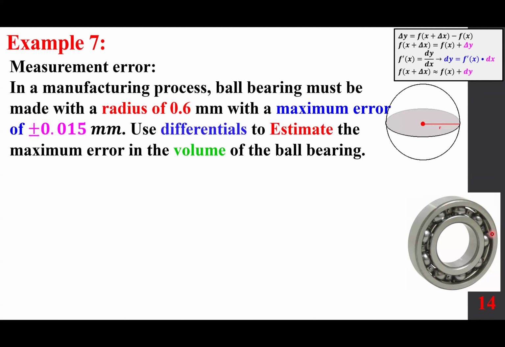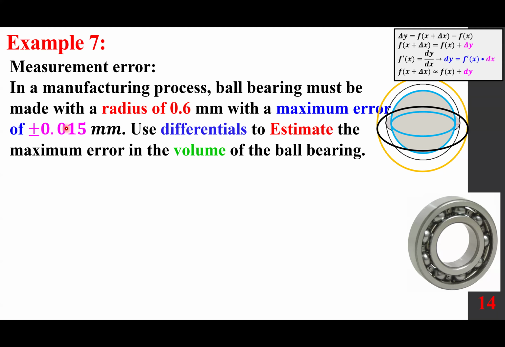On the other hand, if it's smaller by 0.015, that means it's 0.585, it still works. If it's more than that, it may fall off. I hope everybody understands. So that's the concept. So in other words, it gets smaller a little bit, that's fine. It gets larger a little bit, that's fine. But how much? By this much and no more. So r is 0.6. This represents delta r, or dr, equals plus minus 0.015 millimeters.